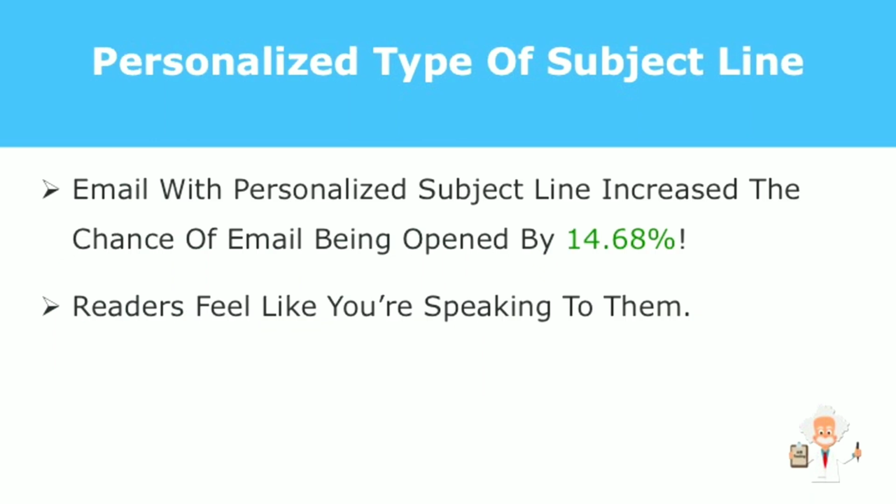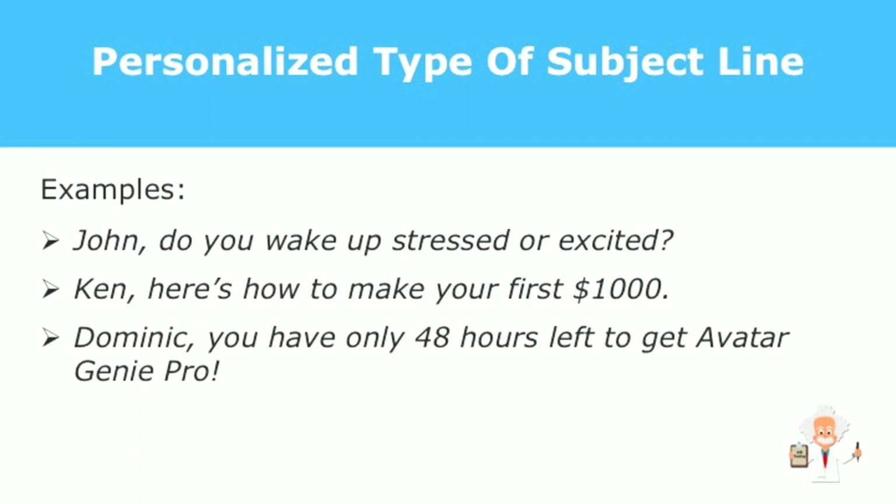Personalized subject lines. Like I mentioned before, it's always good to add a personal touch to your marketing because it builds a connection to your readers, establishing sincerity. In fact, using the recipient's first name in your subject line increases the chance of email being opened by 14.68%. This can be combined with other angles like, John, do you wake up stressed or excited?